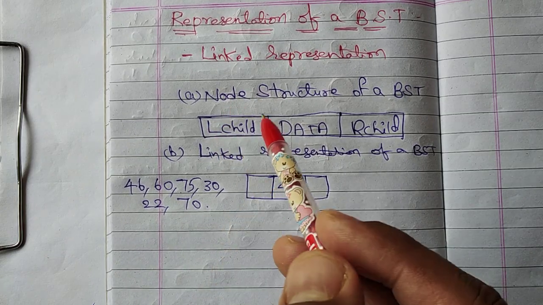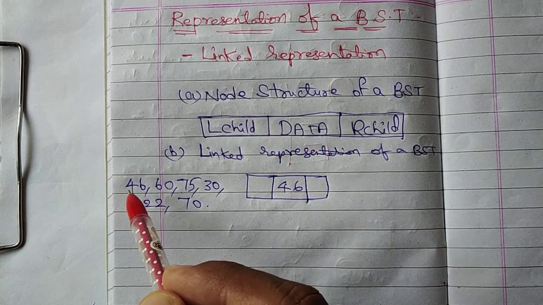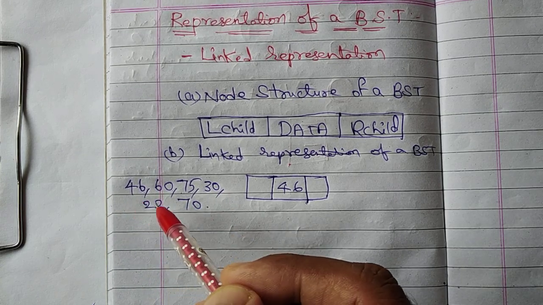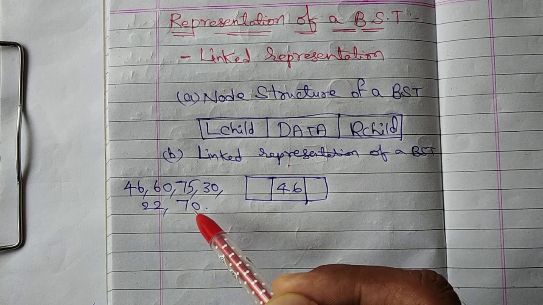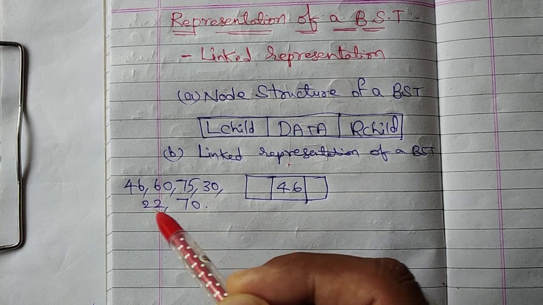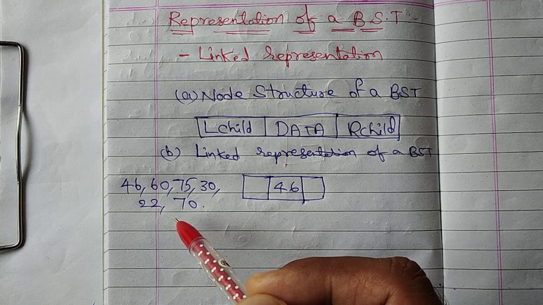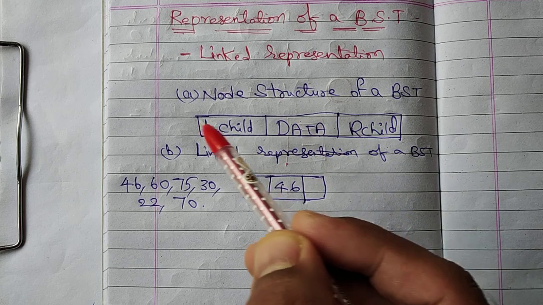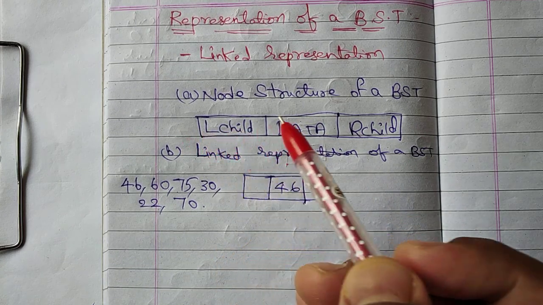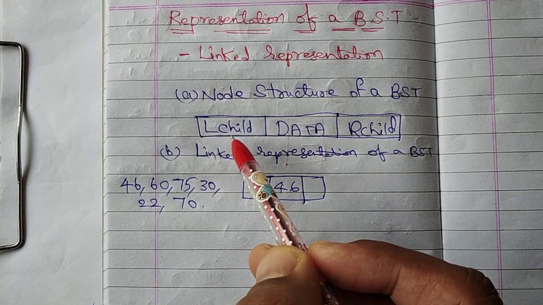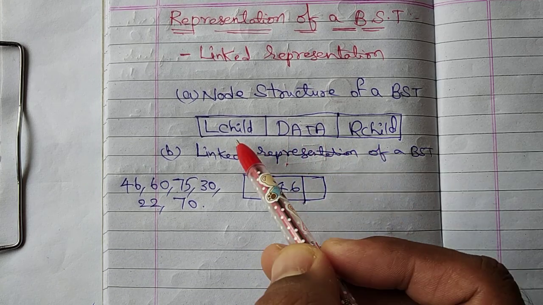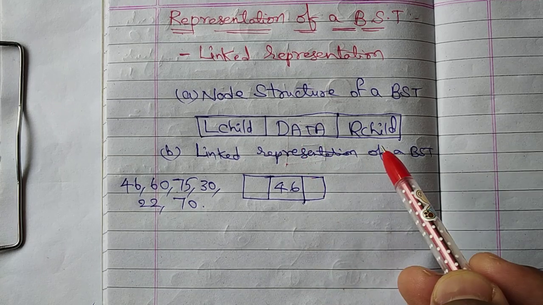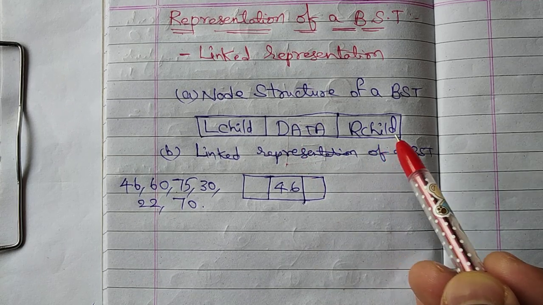Suppose I want to store these elements into the memory: 46, 60, 75, 30, 22 and 70. Before storing all this information, first we have to create a node structure. This is the basic node structure of a binary search tree. Every node has a minimum of 3 different fields: one is the left child, the middle one is data, and another one is the right child.